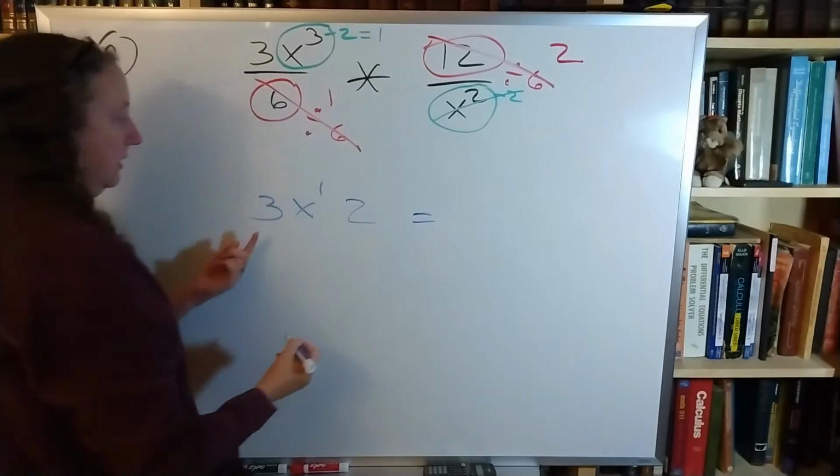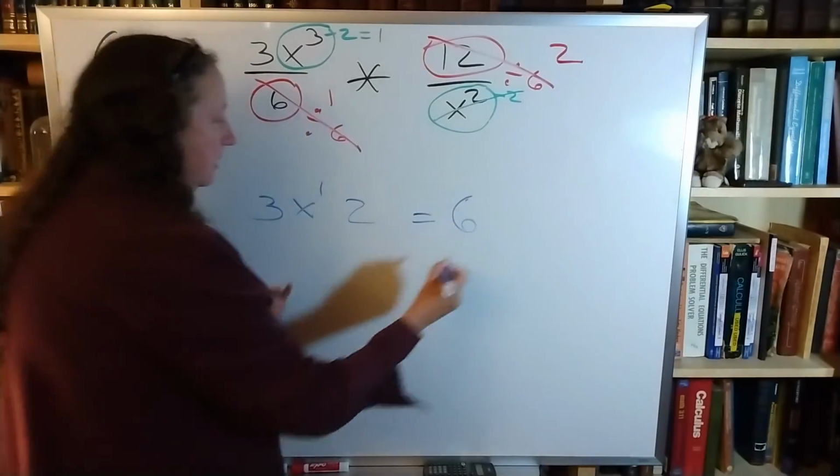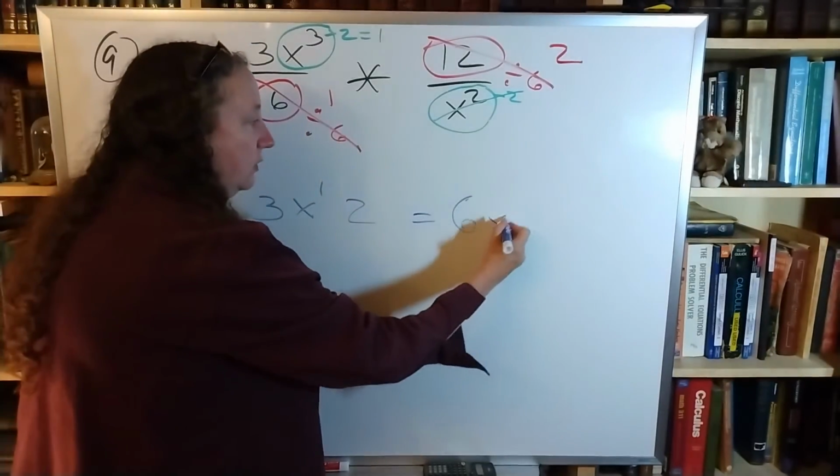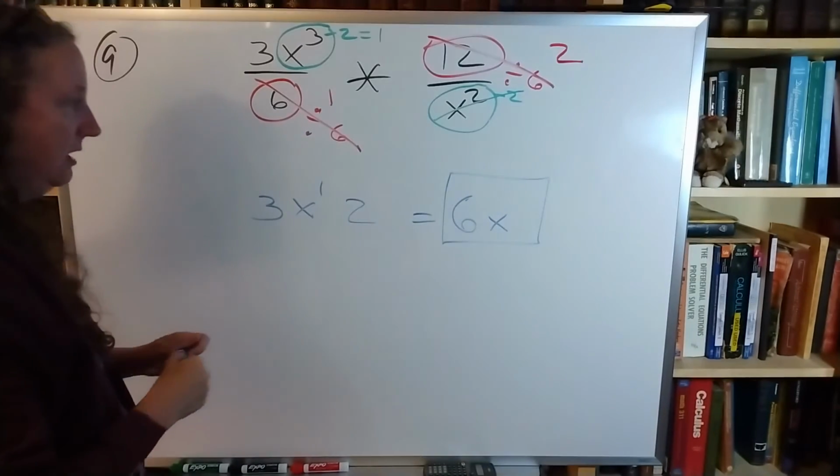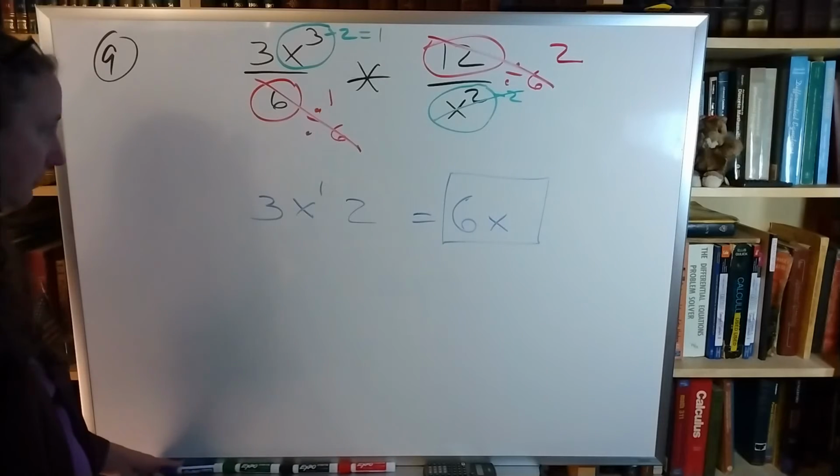So my answer, 3 times 2 is 6. X to the 1, I don't need to write the 1 because it's understood to be there, and my answer is 6x.